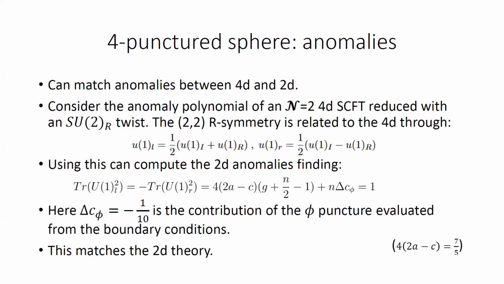There's particularly one non-vanishing anomaly. This is the trace of the left moving R symmetry squared. This is equal to minus that of the right moving R symmetry squared by (2,2) supersymmetry. And it turns out to be given by the following expression.